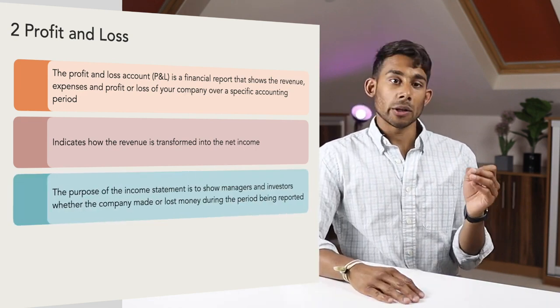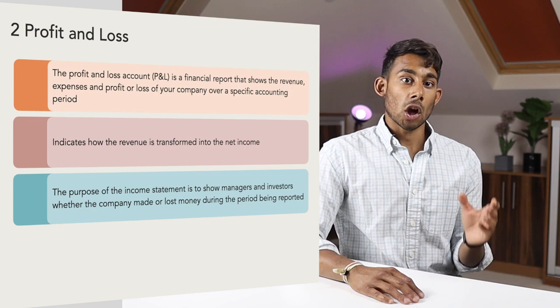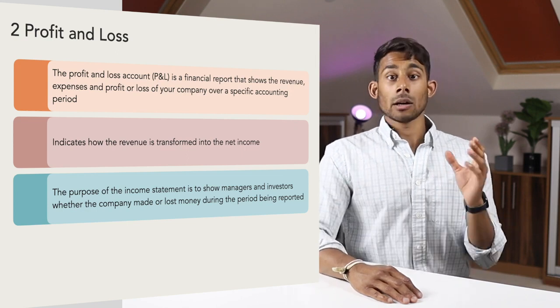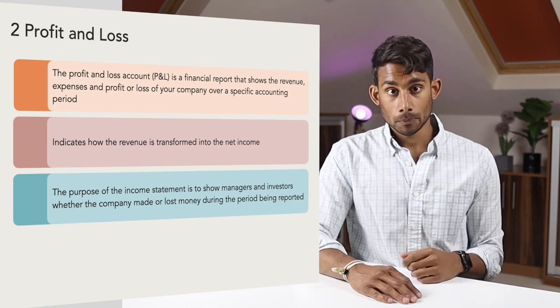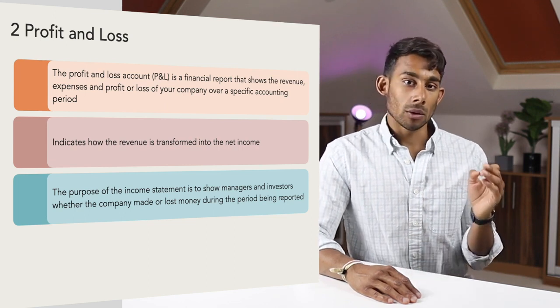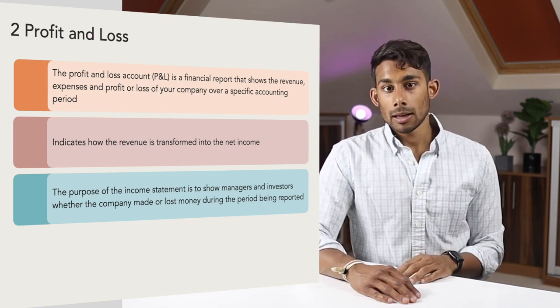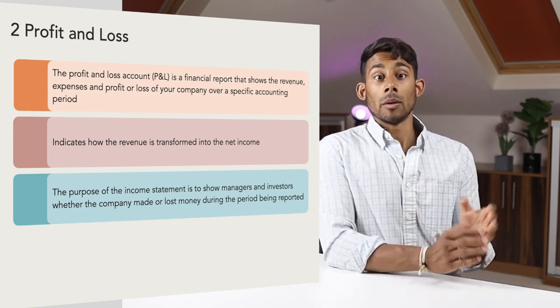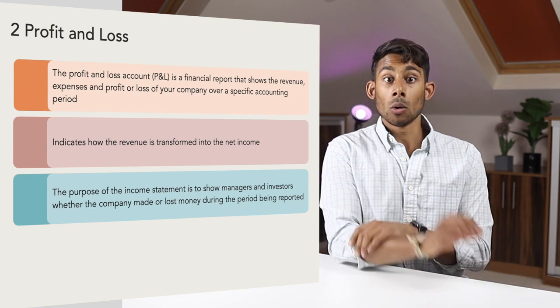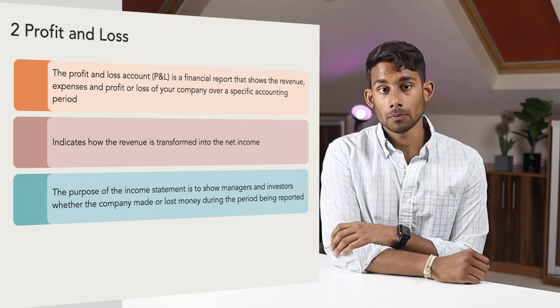The purpose of the profit and loss or income statement is to show managers and investors whether the company made or lost money during the period being reported. The important thing to remember about an income statement is that it represents a period of time. This contrasts with the balance sheet, which represents a single moment in time.